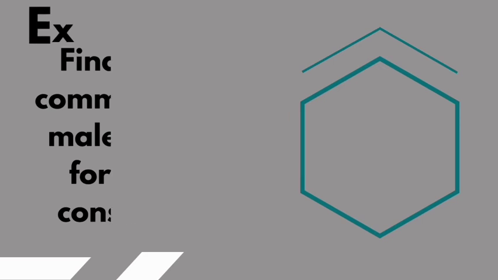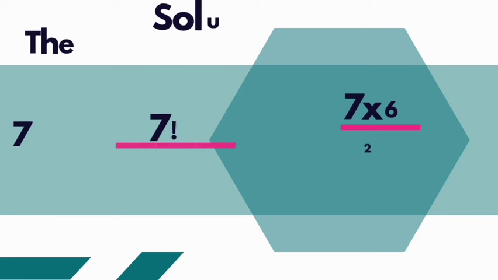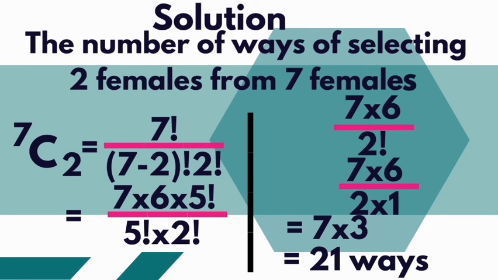So the second part of the question is the number of ways of selecting 2 females from 7 females. We achieve that by saying 7 combination 2. 7 combination 2 is equal to 7 factorial divided by 7 minus 2 factorial times 2 factorial. 7 factorial is equal to 7 times 6 times 5 factorial. And 7 minus 2 factorial is 5 factorial, multiplied by 2 factorial at the denominator.